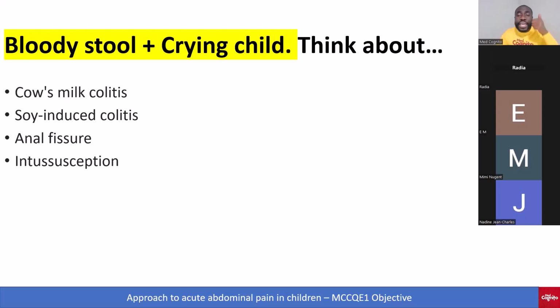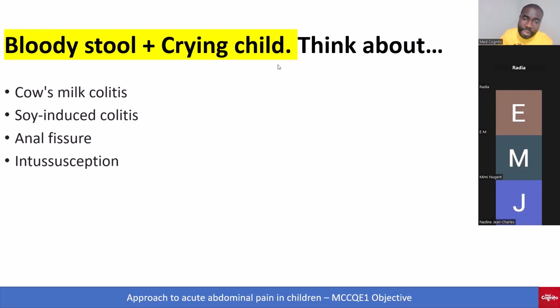I'll say it again. In a baby, in a child who is crying a lot with blood in the stools, think about 4 differentials: intussusception, anal fissure, soy-induced colitis, and cow milk colitis.